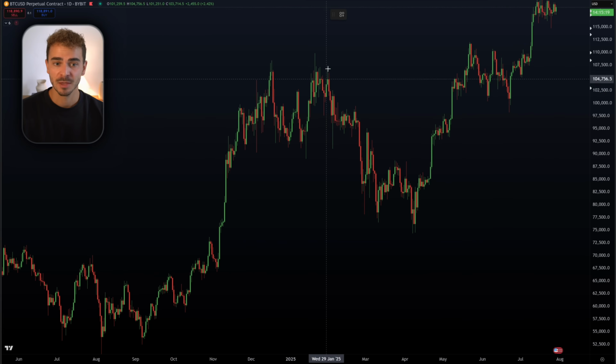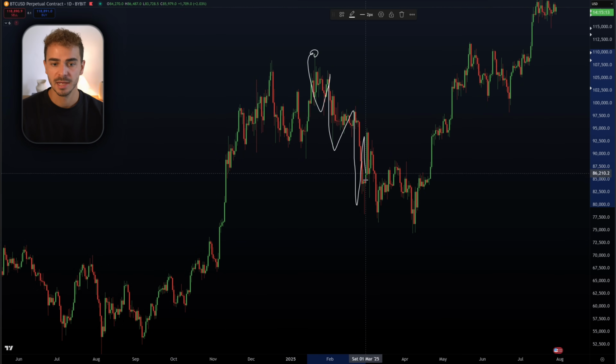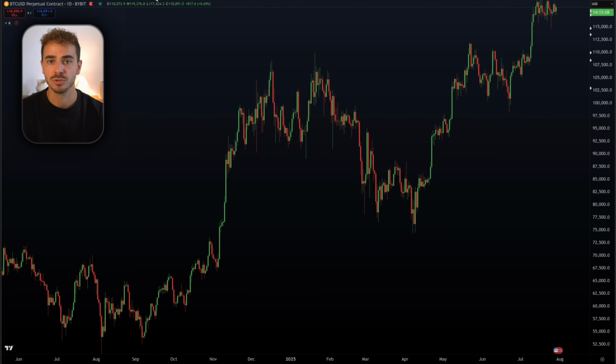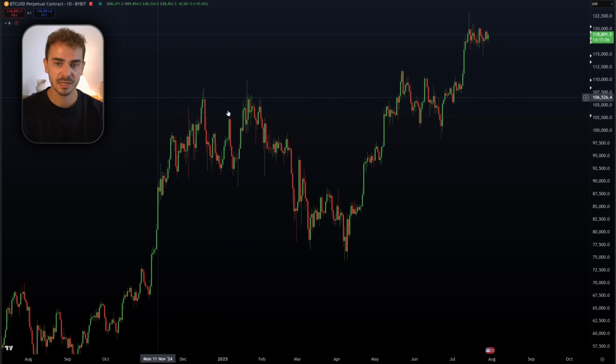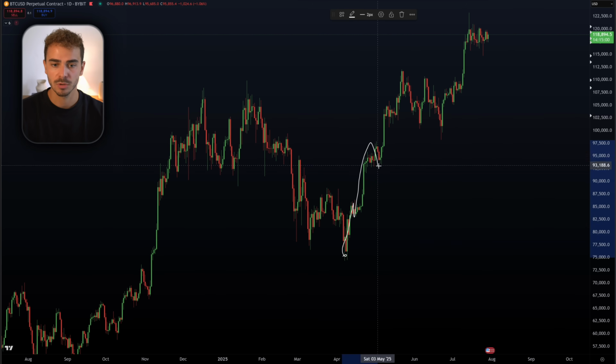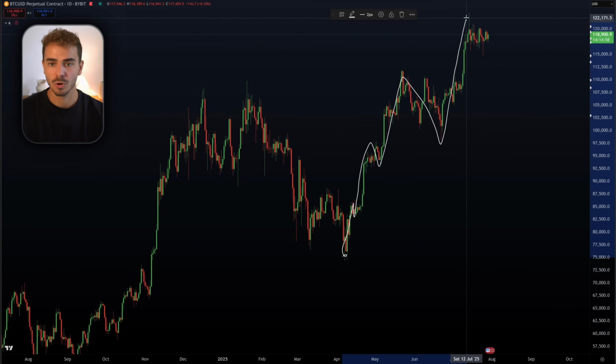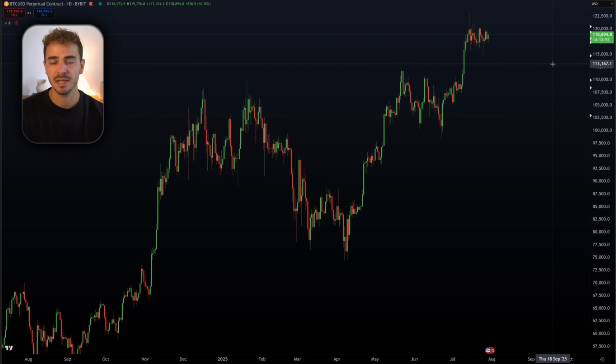Then we can see market structure shifted again. We had the high, lower low, lower high, lower low, lower high, and so on and so forth. So a clean market structure change to the downside. Then we can see again, currently we are in a high time frame uptrend on BTC. Low, higher high, higher low, higher high, higher low, and so on and so forth. So market structure on BTC should be a key indicator when it comes to trading BTC.